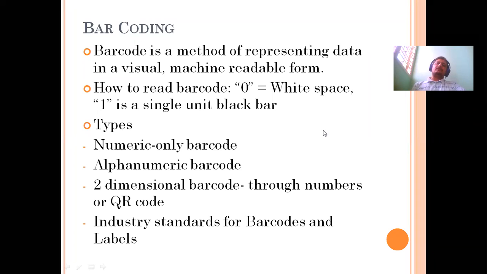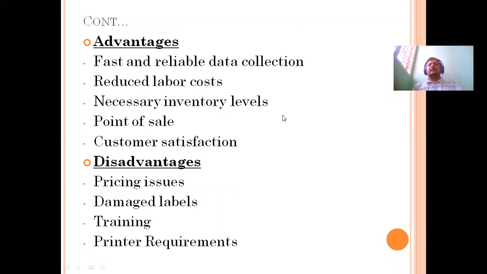Most of the time, the scan for UPI transfers and such comes into the category of the two-dimensional barcode. Industry standards for barcodes follow either numeric or alphanumeric. That's what most industries use for their B2B and B2C activities. And it has certain advantages as well as disadvantages.